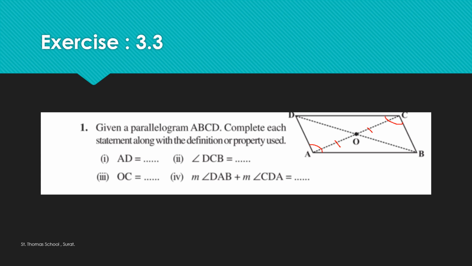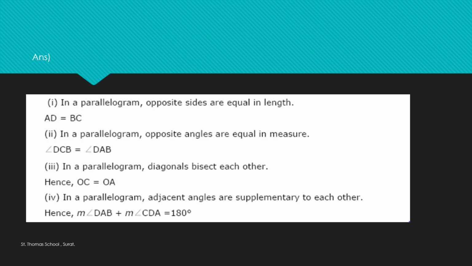Measure of angle DAB plus measure of angle CDA. DAB plus CDA. So sum of this angle plus this angle, they are called adjacent angle, and adjacent angles of a parallelogram are supplementary. So what is the sum? That is 180 degree. It's clear? We will go through the answer. So you have to write in the notebook like this answer. Copy the question and write the answer.